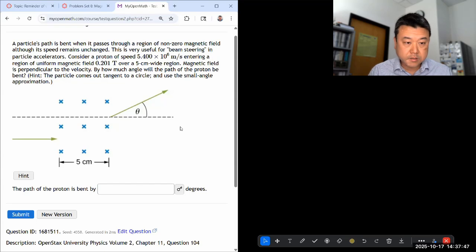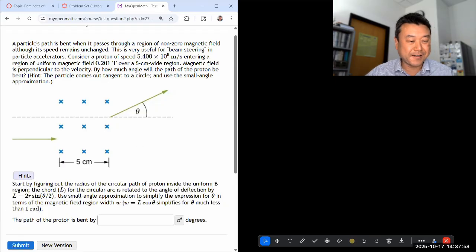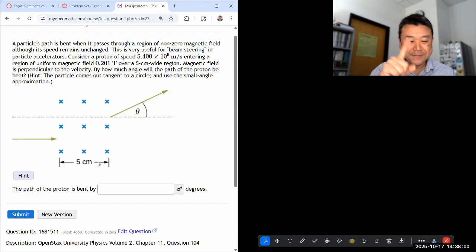Okay, let me look at this question here. I think I remember, as I was programming this question, thinking it's challenging. But there's a hint and everything, so let's work through it. It's question 104 from chapter 11.